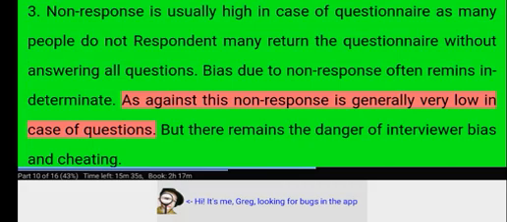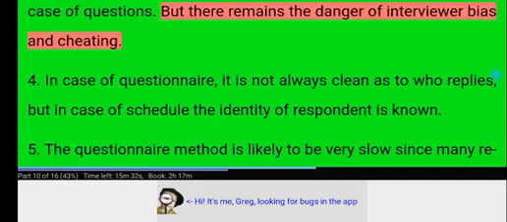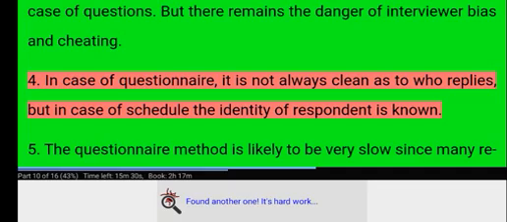As against this, non-response is generally very low in case of schedules. But there remains the danger of interviewer bias and cheating. 4. In case of questionnaire, it is not always clear as to who replies, but in case of schedule the identity of respondent is known.